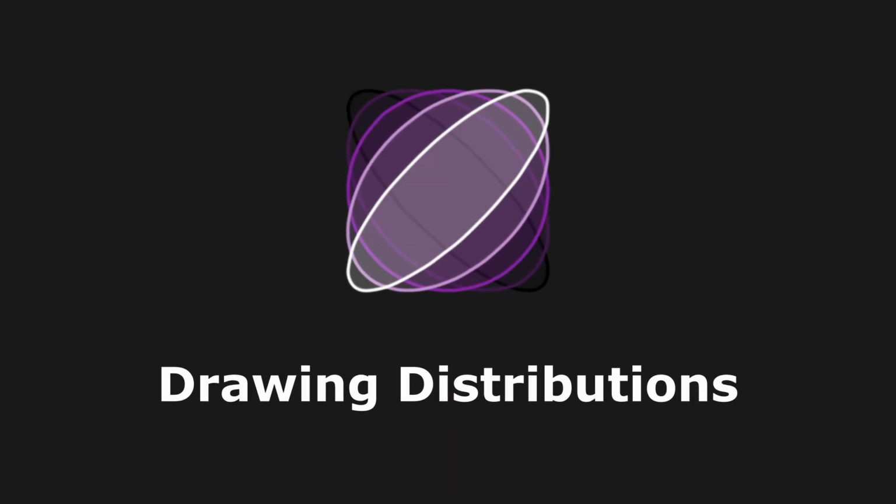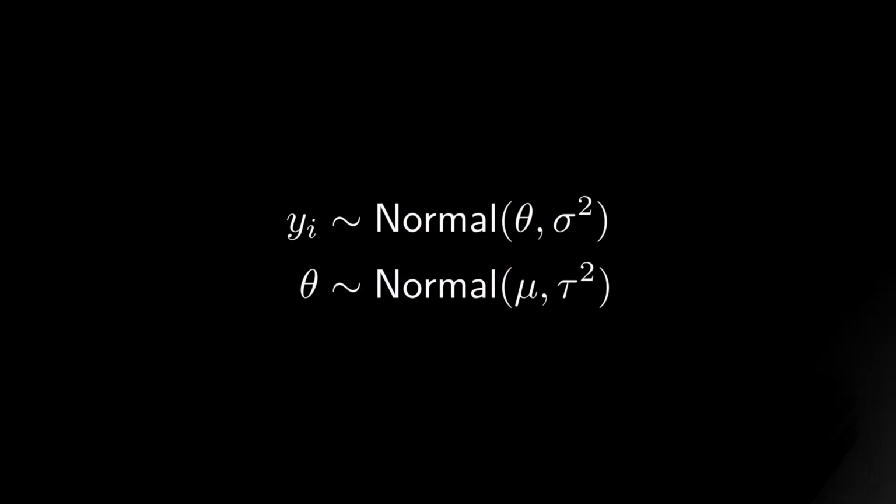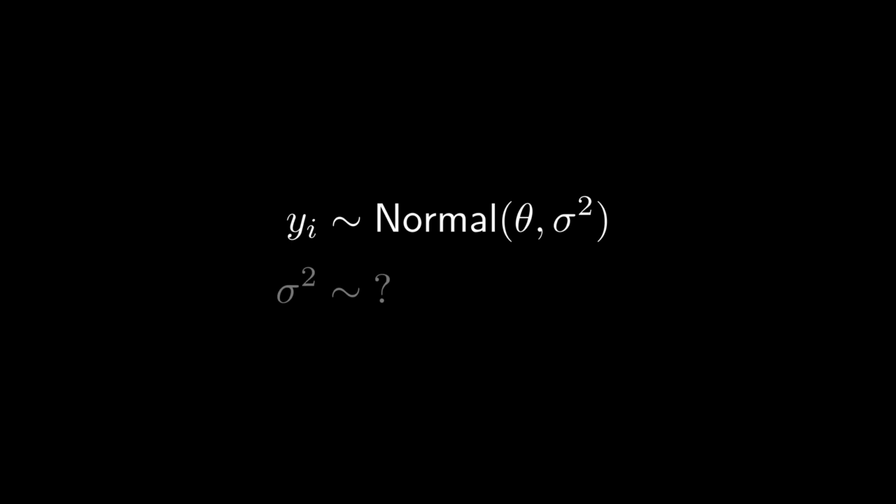In this video, let's explore another conjugate Bayesian model. I'm sure many of you are familiar with the conjugate model for estimating the mean of a normal distribution with known variance. But what about the other way around? It turns out that the inverse gamma distribution is the conjugate prior for the variance in this model.